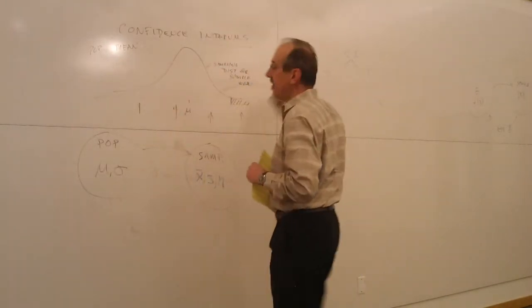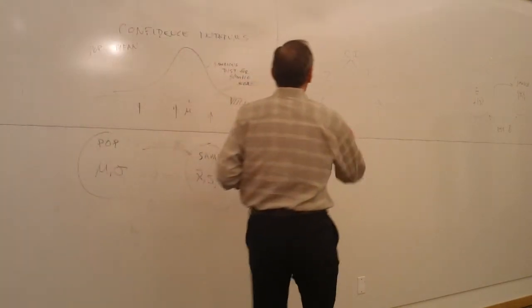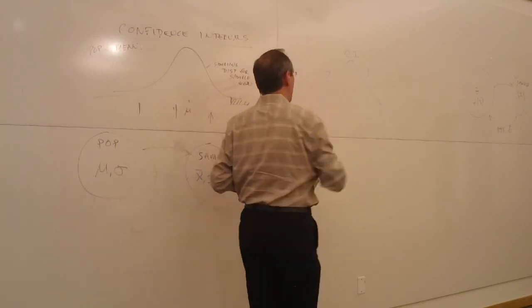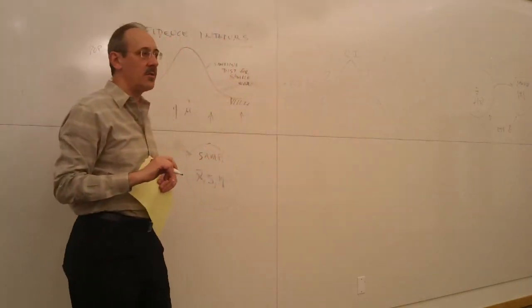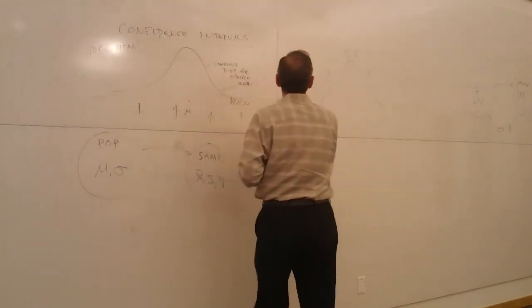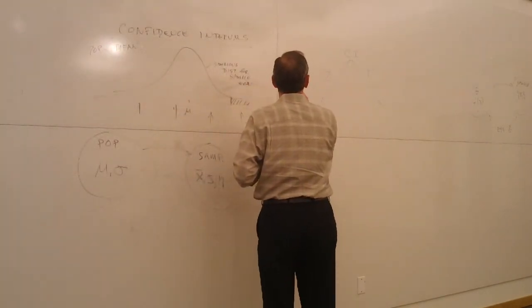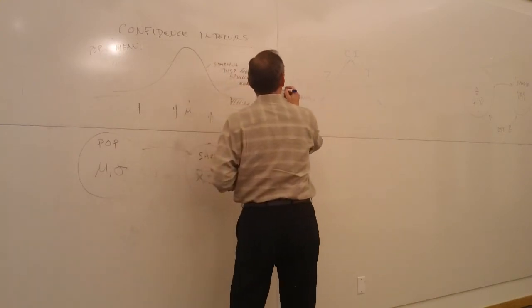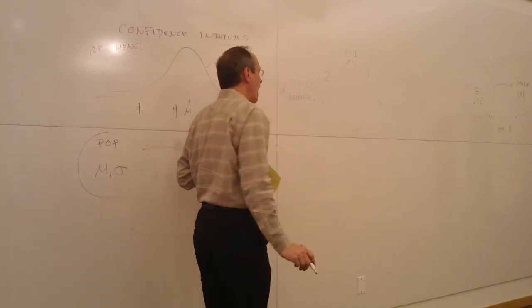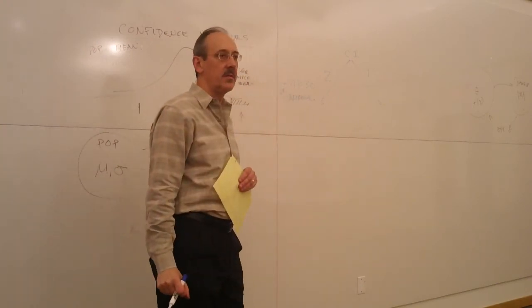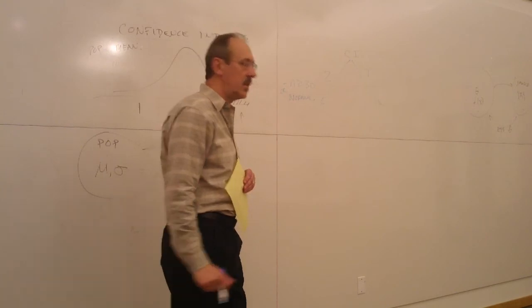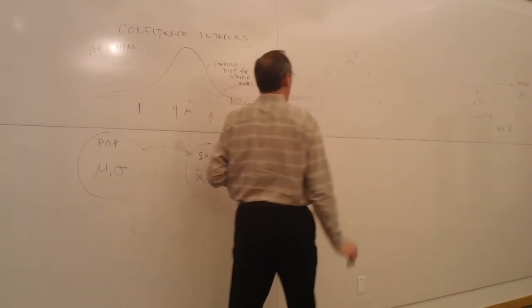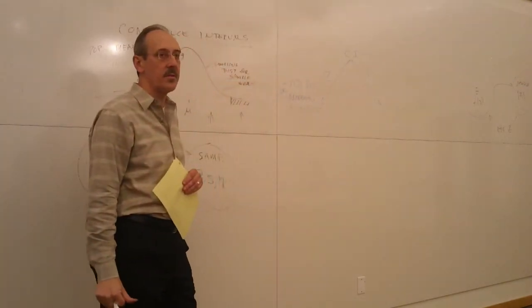Okay, so what are the cases? If n is greater than or equal to about 30, I'm good with z. It doesn't really matter what the population distribution is, right? What if it's known to be normal, and that's not true? Then what else has to be true for me to use z? I have to know my population standard deviation or variance.